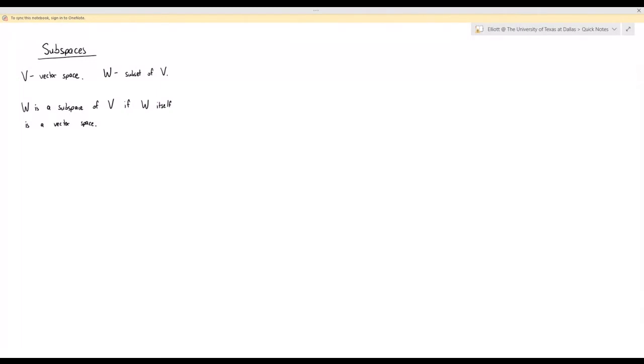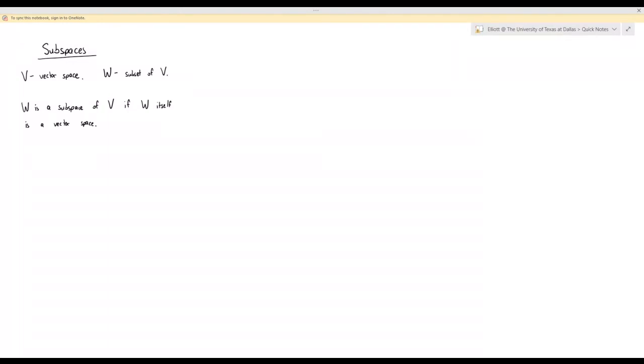So to check if something is a subspace, you actually don't need to check all those properties of a vector space. Well, first, every vector space is considered a subspace of itself, just sort of by this definition.